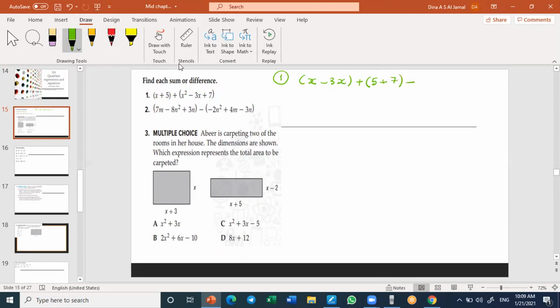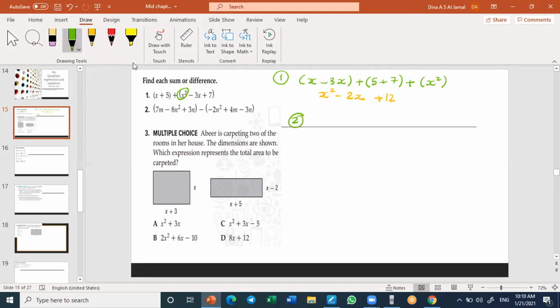Then let's go lastly to this term, where I don't have any like term. So let's simplify it more. It's all about putting it in standard form, from the highest power to the lowest power. So x squared will be at the beginning, then minus 2x, then plus 12. Good. Now let's go to the second question.